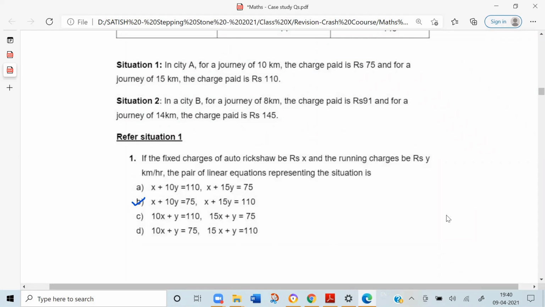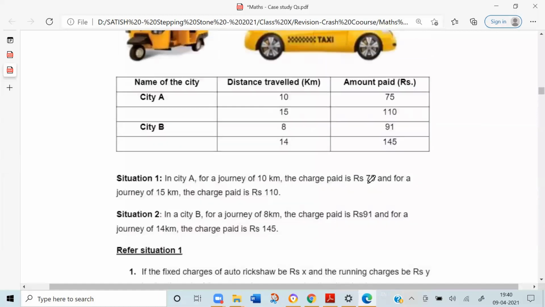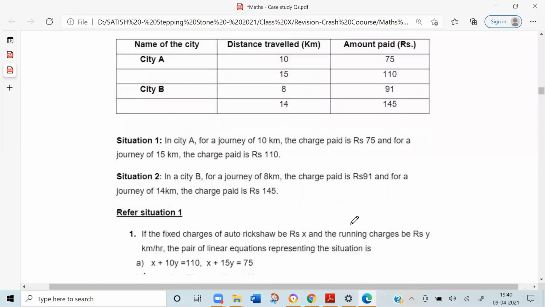Have you understood all of you? Fixed charge is x and running charges y for every kilometer. So that means for 10 kilometers, it will be x plus 10y equal to what? 75, and x plus 15y equal to 110. So if you observe the table, x plus 10y equal to 75 and x plus 15y equal to 110.